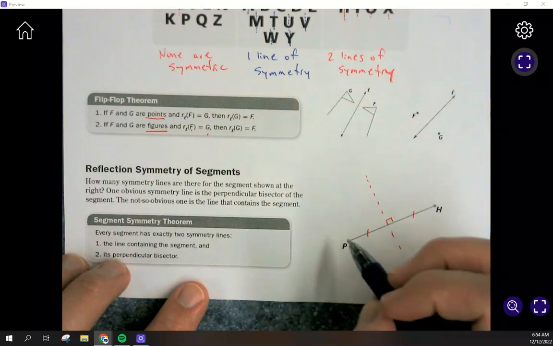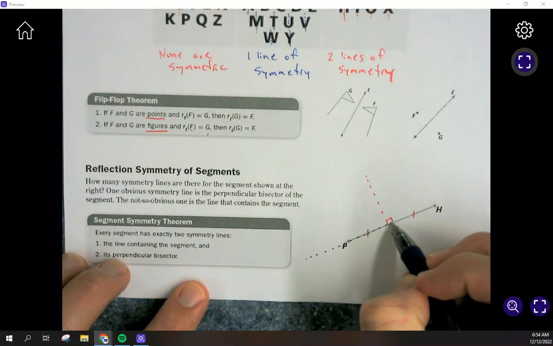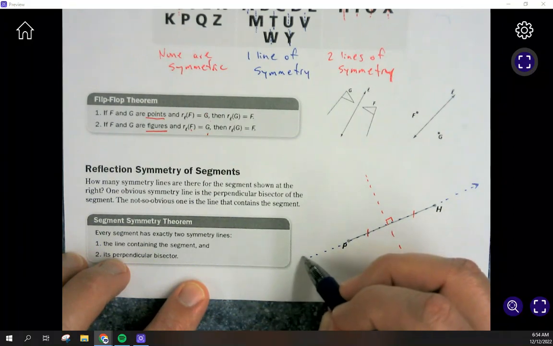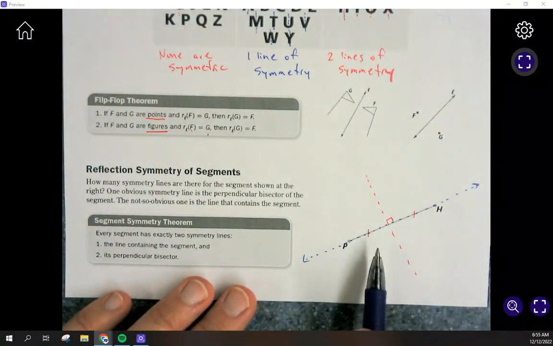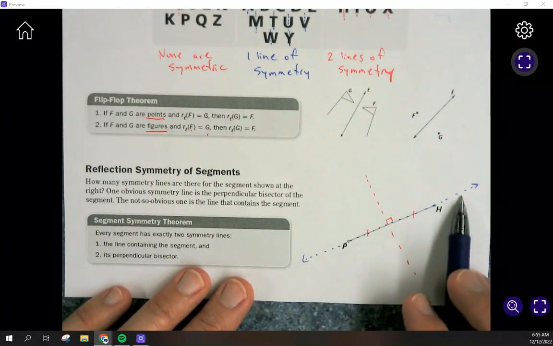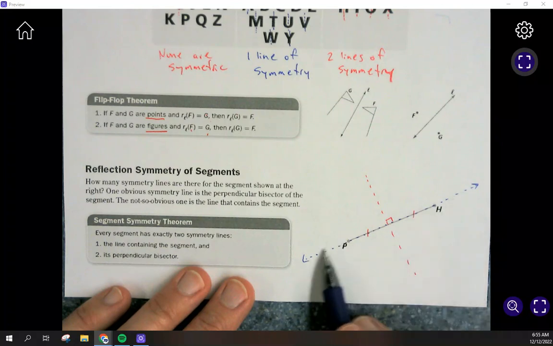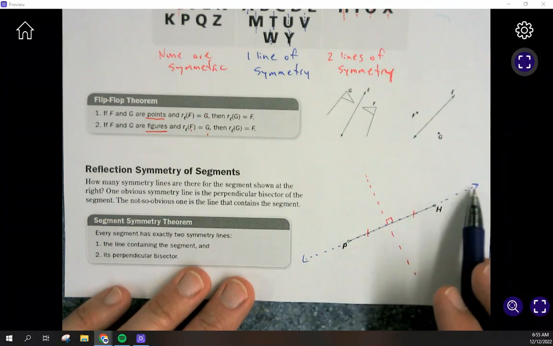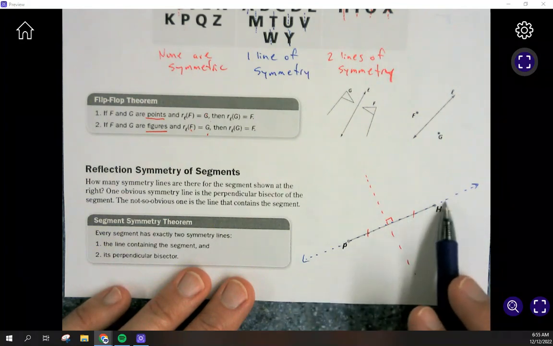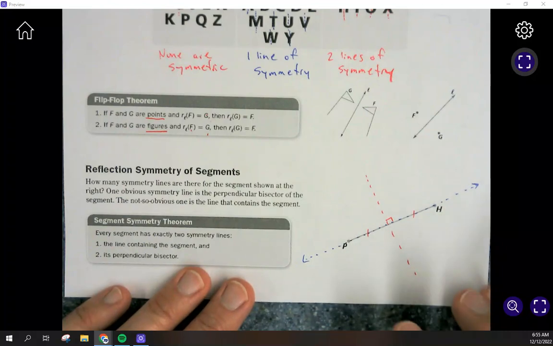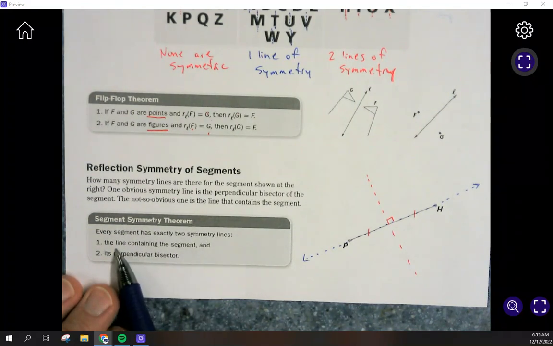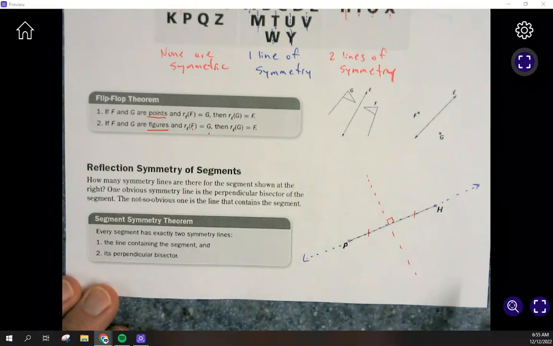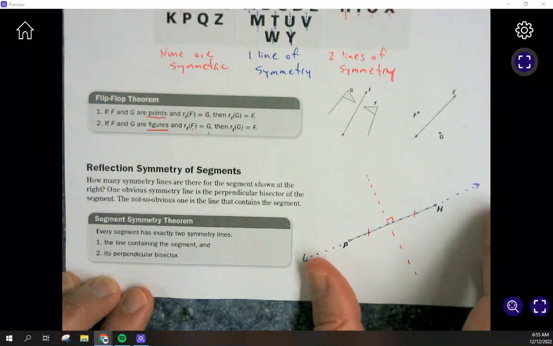But there is another one, the not so obvious one, that is actually the line that contains the segment. You might say, well, it's not on both sides, so is that really symmetry? But according to our reflection theorem, if I go ahead and reflect this segment over this line, do I end up with what I started? And yes, because every point that's on that segment is also on this reflection line. We know when you reflect a point that's on the line, it doesn't move. So this is a line of symmetry because when I reflect it, I still end up with the original shape. So this segment symmetry theorem says every segment has two symmetry lines, the line that contains the segment and the perpendicular bisector. All right, so that's reflection symmetry for segments.